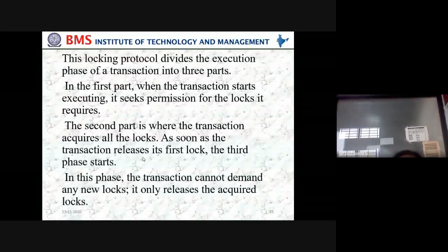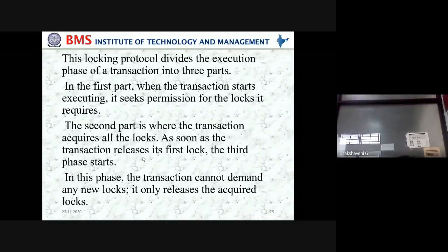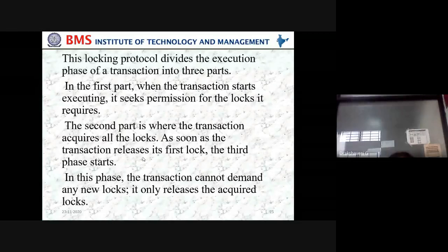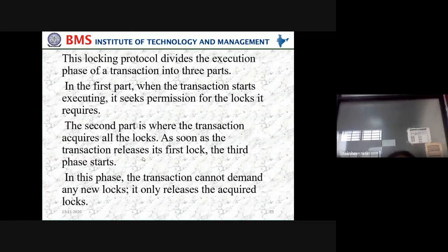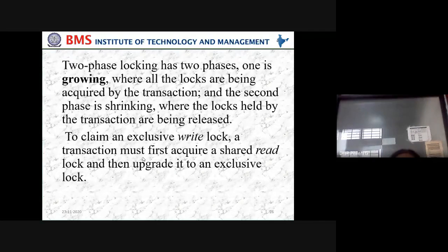This locking protocol divides the execution phase of the transaction into three parts. First phase: when the transaction starts executing, it seeks permission for the locks it requires. The second part: when the transaction acquires all the locks. As soon as the transaction releases its first lock, the third phase starts. In this phase, the transaction cannot demand any new lock. It only releases the acquired locks.